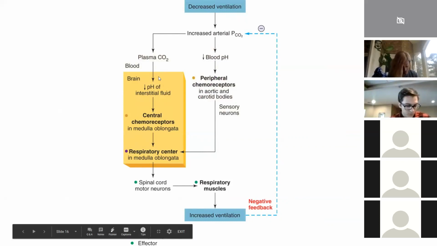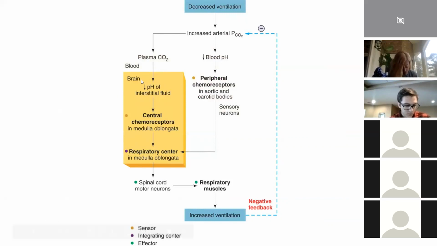Plasma CO2 increases can be translated into a decrease in pH in the interstitial fluid, and those signal to central chemoreceptors in the same way to trigger the respiratory centers in the medulla to increase respiration.